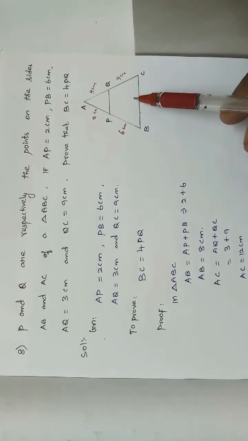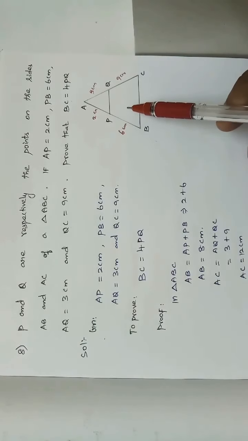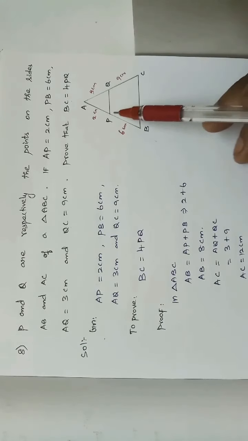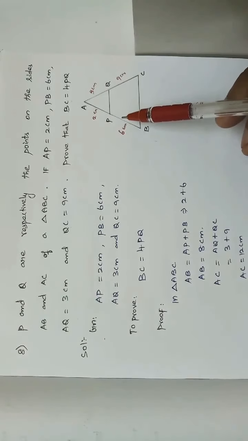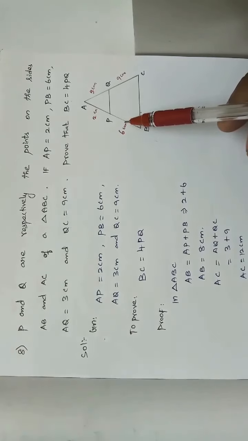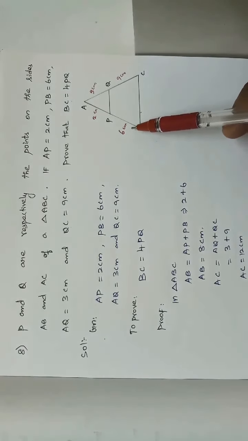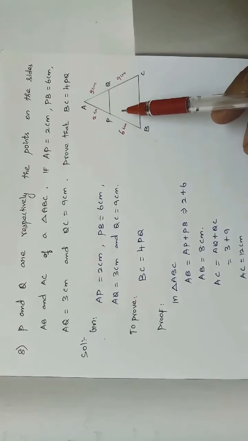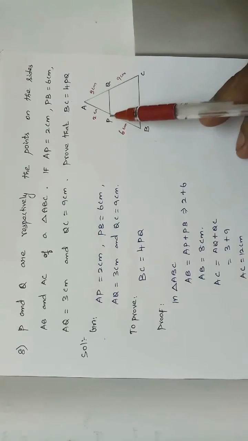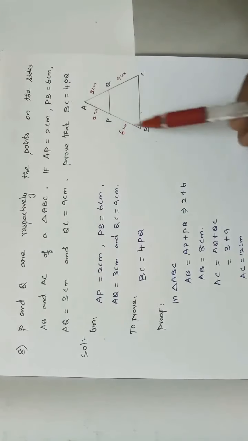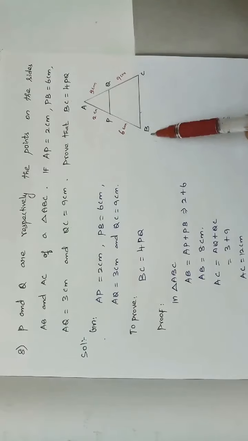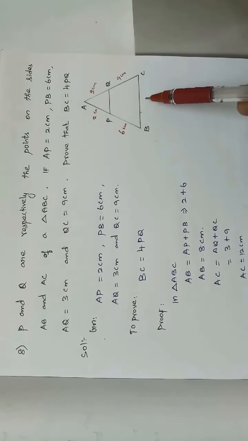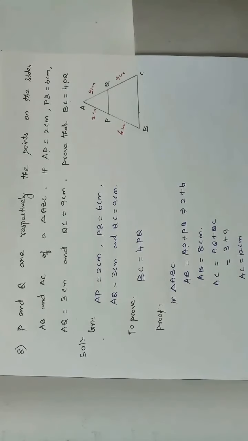This is the clue for proving that these two triangles are similar. Now we know the measurements of the sides of the two triangles, so I'm going to check whether the sides are proportional or not. If the sides are proportional, then the triangles are similar. If the triangles are similar, then we can say AP by AB is equal to AQ by AC is equal to PQ by BC. Whatever we need, we can take and cross multiply to get the solution.